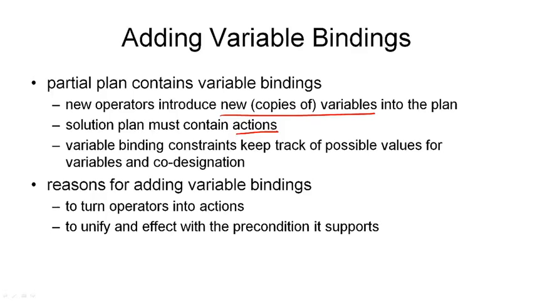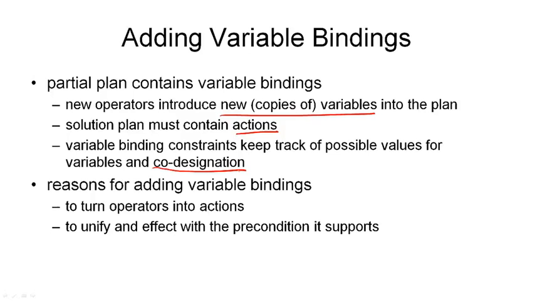But they can do more than that. They can also contain co-designation constraints, which says a variable of one operator must have the same value as the variable of another operator, but we don't know what that value is yet. So we can have constraints on the equality or inequality of variables in our plan.